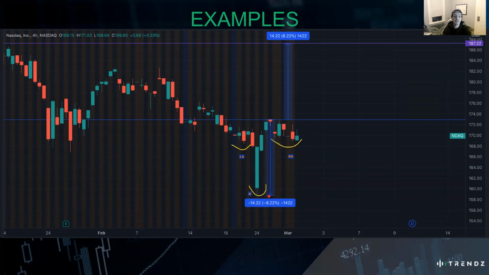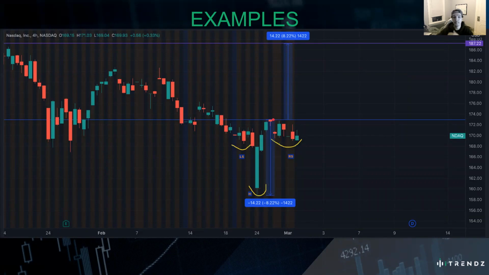Personally, I did this because this is going by textbook, but personally, I would have only measured to the body. I pay a lot of attention to the body and then make note of the wicks, because that's like your outbound extensions, where there's trading ranges, if you want to call it. So personally, I would have only done it to the body, but going by the textbook here, 8.22%.